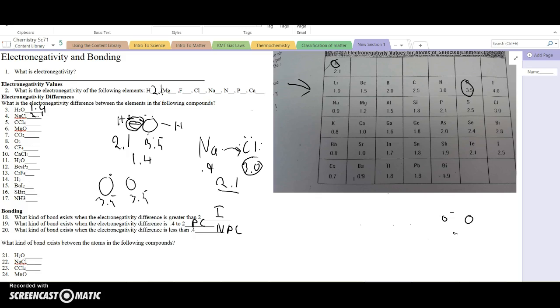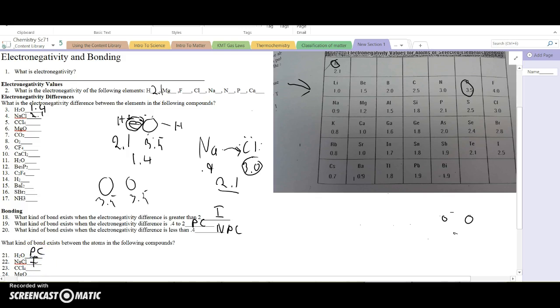So in this last section down here, all we're going to do is apply these values to these ranges. So if I look at H2O, H2O has an electronegativity difference of 1.4. That falls in between 0.4 and 2. So that would be a polar covalent bond. If I look at NaCl, NaCl has an electronegativity difference of 2.1. That's greater than 2. So that is an ionic bond.